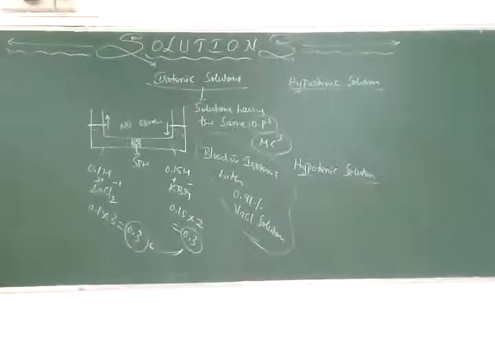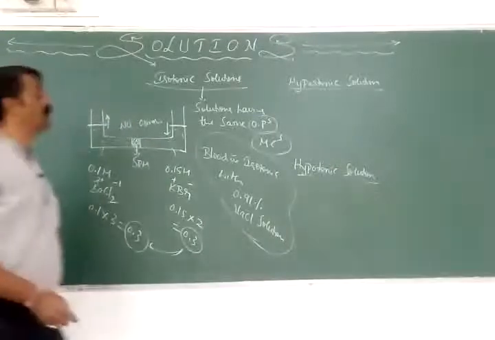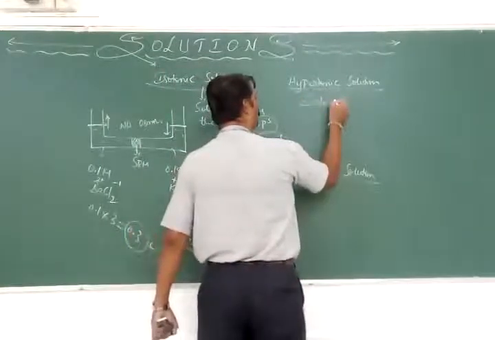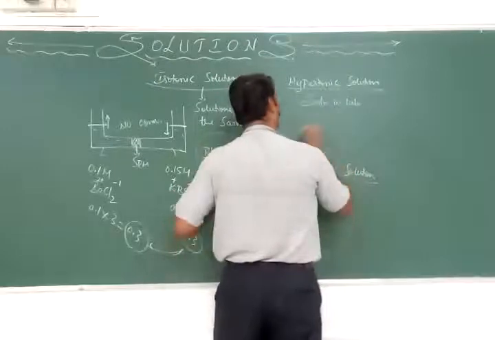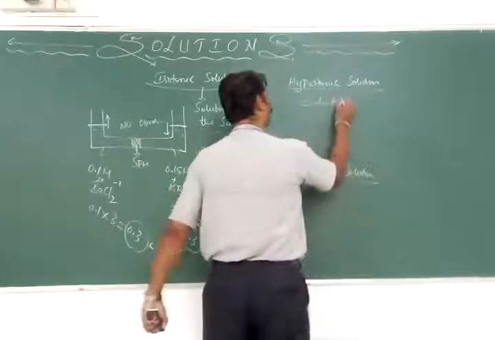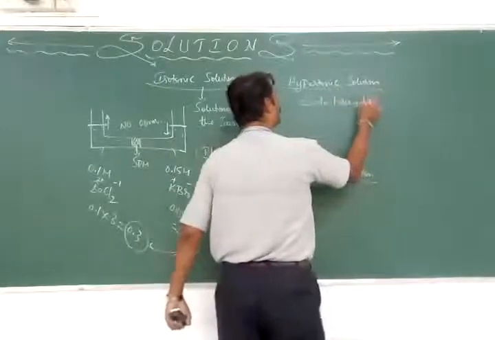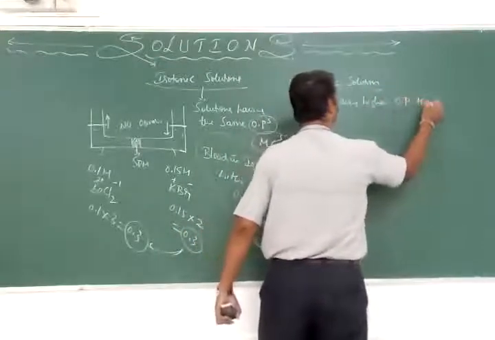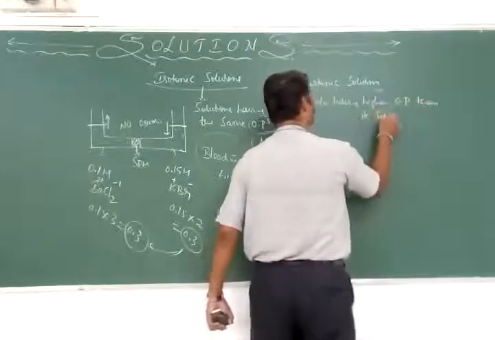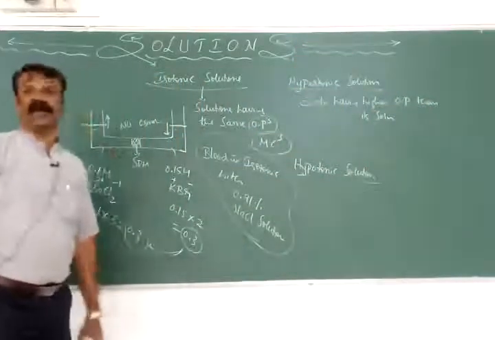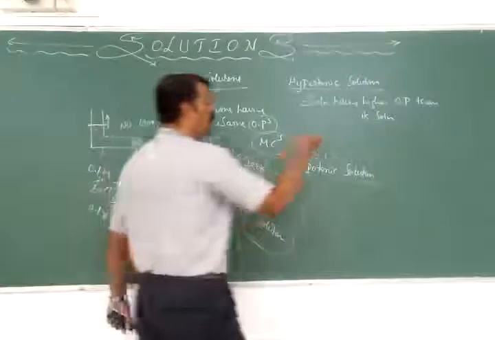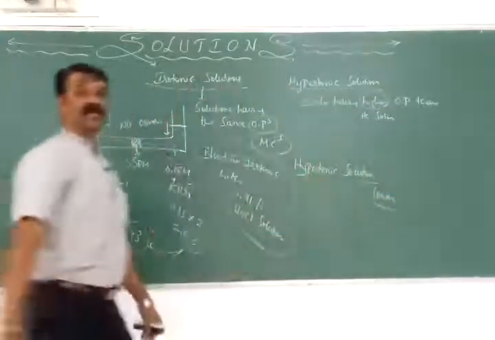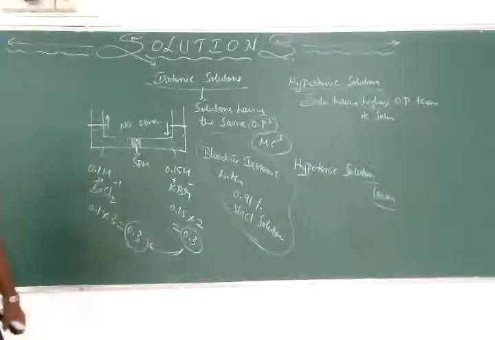Hypertonic and hypotonic. A solution having a higher osmotic pressure than its respective solution is considered hypertonic. Hyper means more. If it is found to be lower, then it is hypotonic.